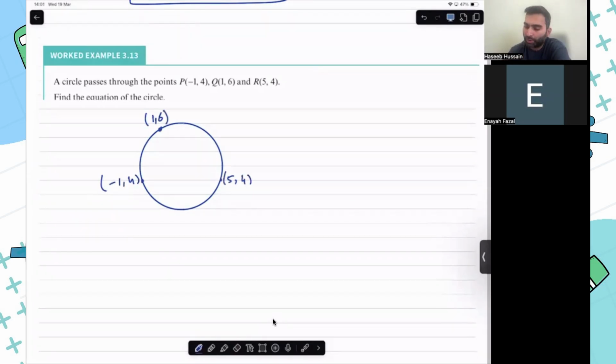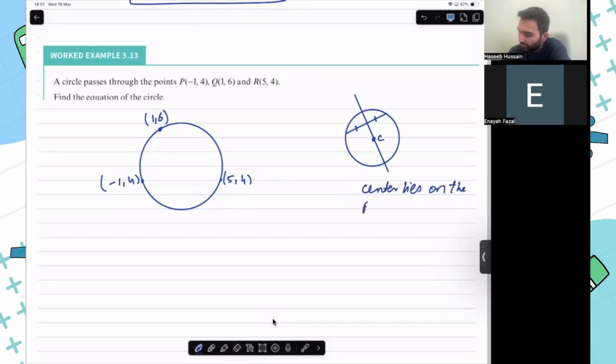So we'll recap the properties with this. The first property which you need to recap from your O levels is that if you make a perpendicular bisector of a chord, that should pass through the center. Get it? Yes, sir. So the center lies on the perpendicular bisector of the chord. Okay.